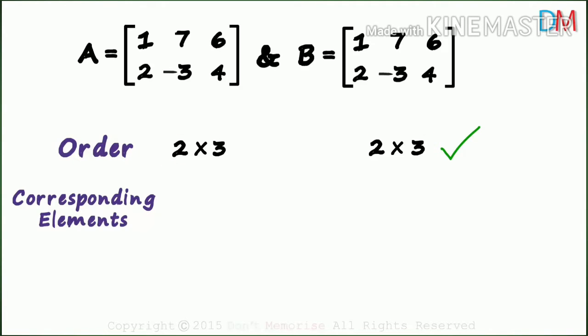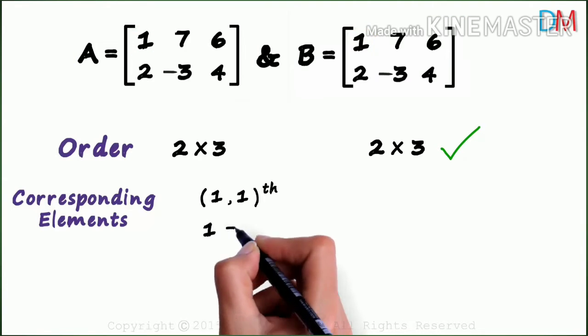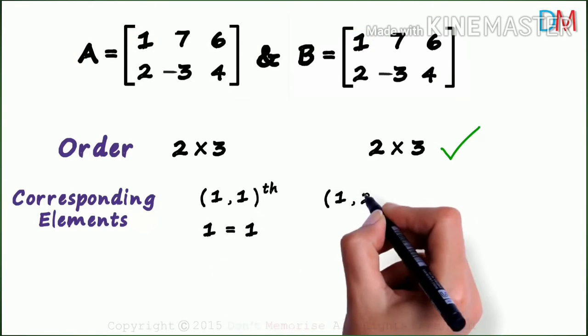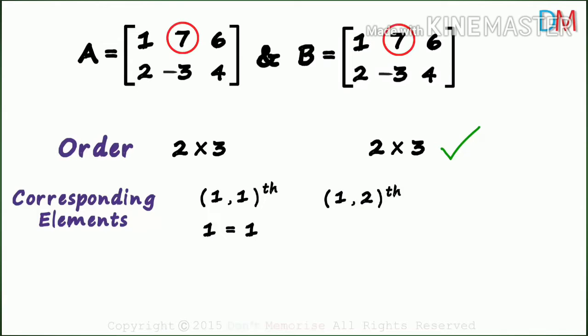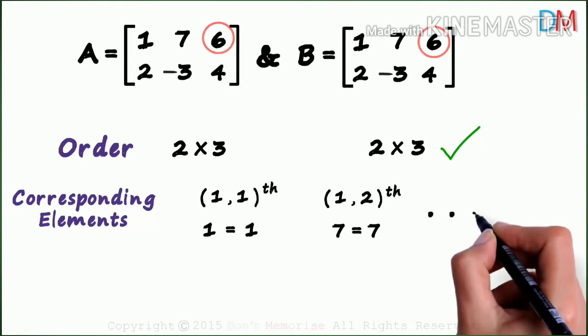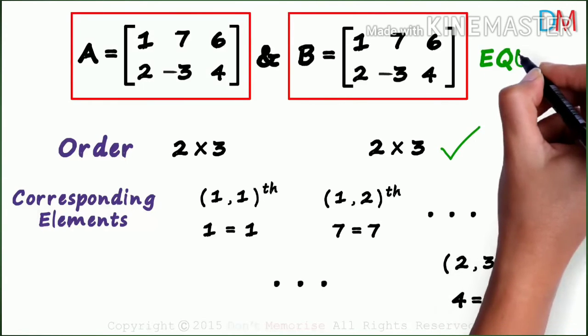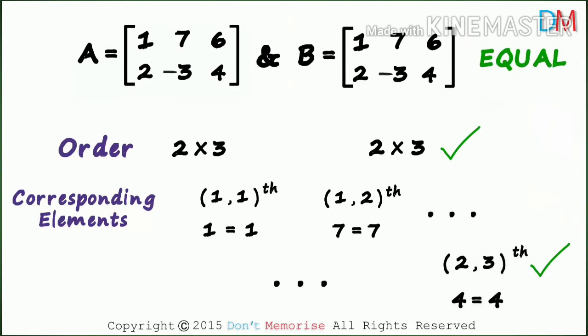Now we compare the elements position-wise. The 1/1th element of each matrix, they are both 1. They are equal. The 1/2th element, they are both equal to 7. They are equal as well. Then we compare all such corresponding elements and see that they are all equal. The second condition is also satisfied. Matrices A and B are equal to each other.